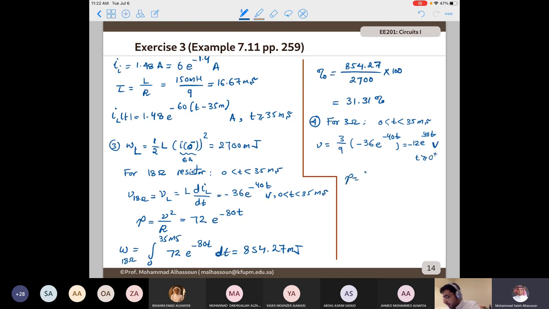So now you know the voltage, you can find the power. If you do that, you will end up with 48. Now you need to integrate it to find the energy. And if you do that, you will get 56051 newton. So this is for the first interval.